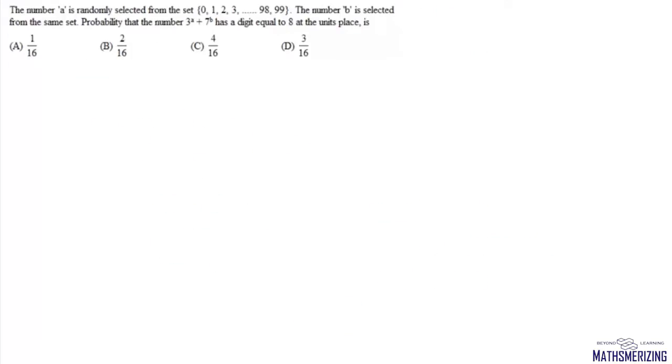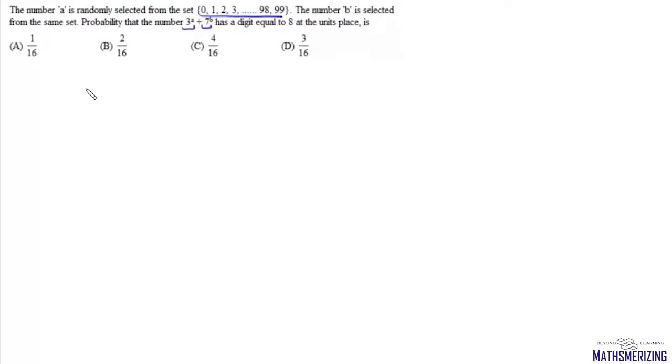Now the question is, a number A is randomly selected from the set from 0 to 99. The number B is selected from the same set. The probability that the number 3 to the power A plus 7 to the power B has a digit equal to 8 at its unit place.